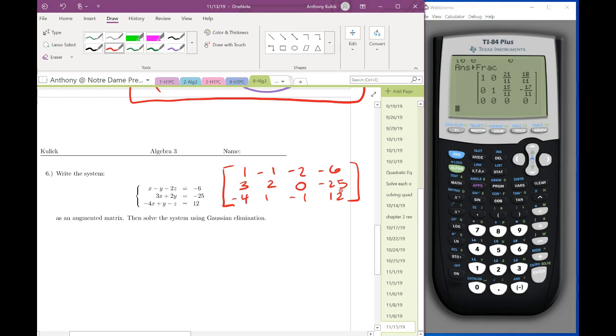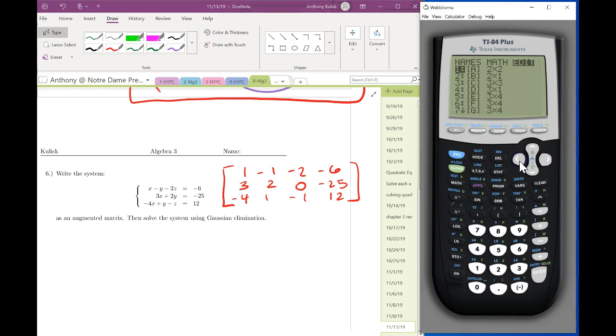So there's my augmented matrix. So just like before, I'm going to go ahead and enter that into my calculator. You can see that I did that before the start of class. And then I'm just going to do RREF on that matrix.